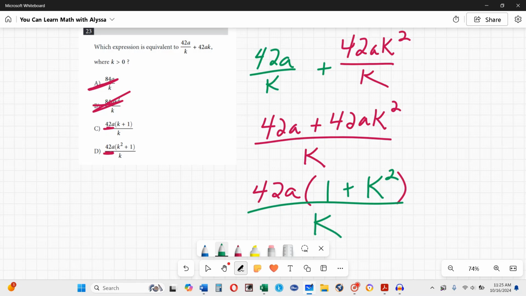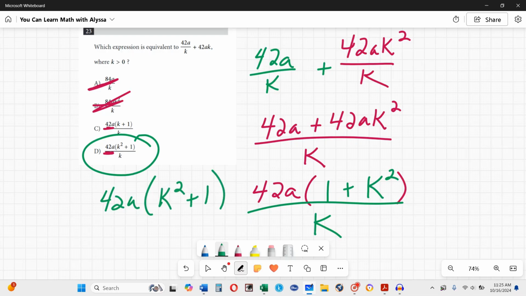Now if we look over at their answers, this one right here is the match. All they've done is they've reversed that so that the exponent comes first because that is the standard way to write it. So 42a times k squared plus 1. And if you want to know the reason you can reorder that, the fancy word, it's the commutative property of addition. Woohoo! Side math fact. And that's all over k. And there we go. There is our answer. It is D.